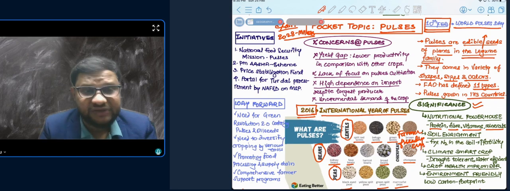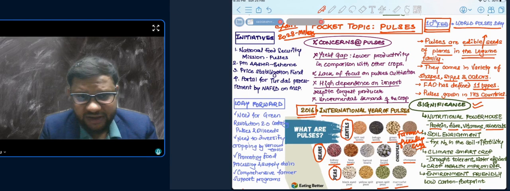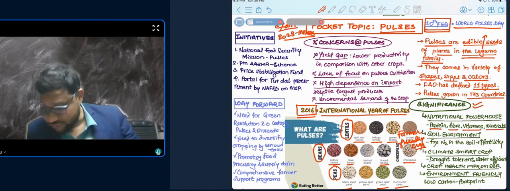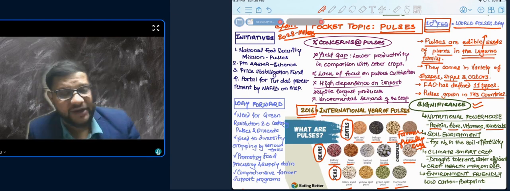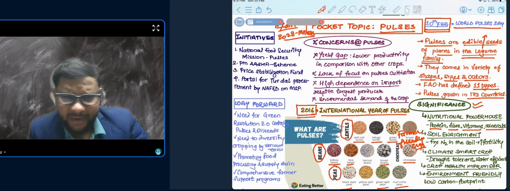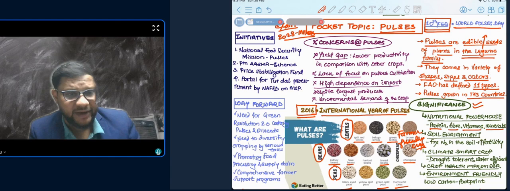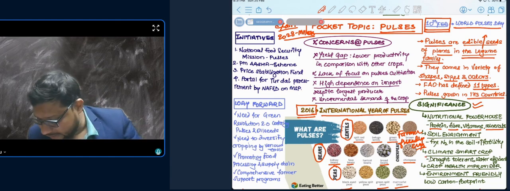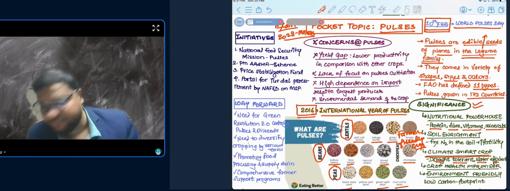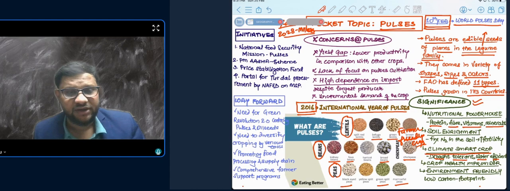Because nitrogen fixing bacteria is there, that promotes the enrichment of the soil with various nutrients. Simultaneously, these crops require very low water conditions. Even in poor soil conditions they are adaptive enough, and equally adaptive in low water conditions. So they are climate resilient crops, and that's why farmer friendly crops as well: drought tolerant, water efficient, and you'll find them mainly cultivated in the drought prone region as well.